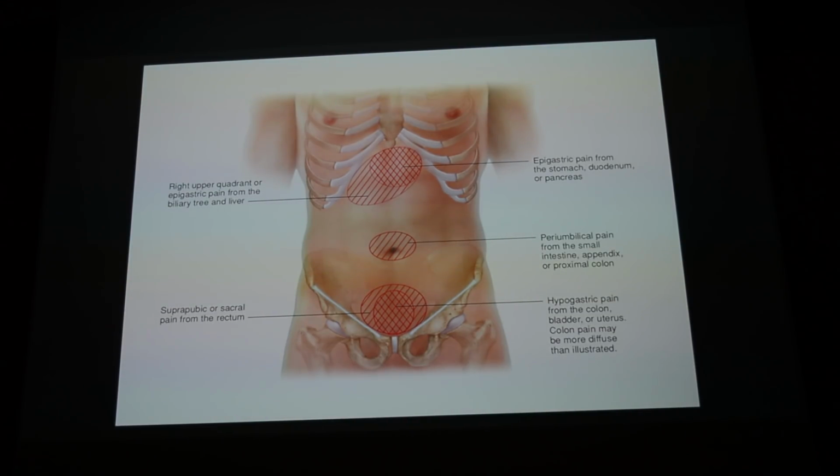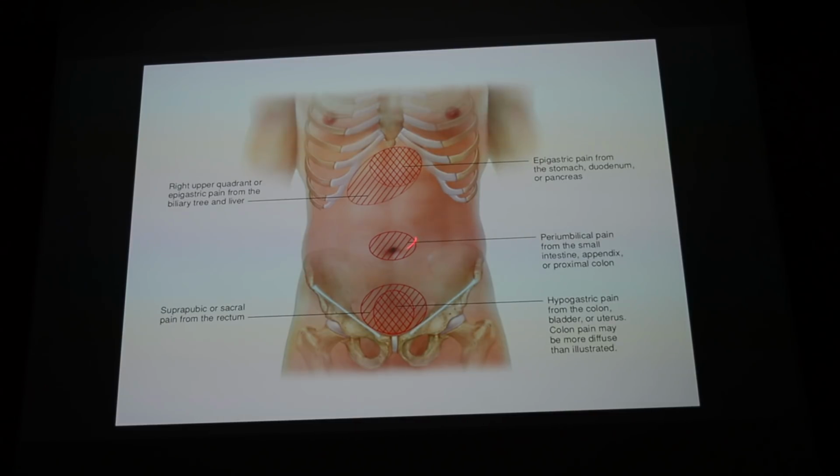If somebody presents in the clinic with pain in the epigastrium, we should think of foregut derivatives. If somebody presents with pain around the umbilicus, we should think of the derivatives of the midgut. If somebody presents with pain above the pubic bone in the suprapubic or hypogastric region, that means these are hindgut derivatives, and this is how classically the pain radiates.